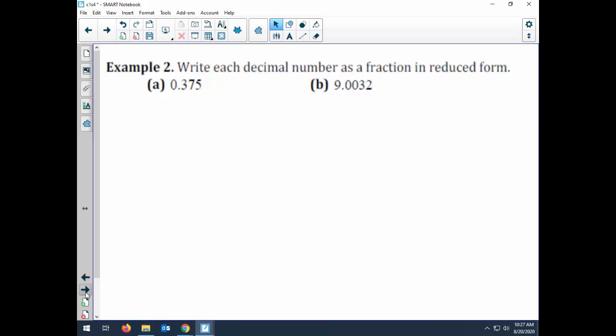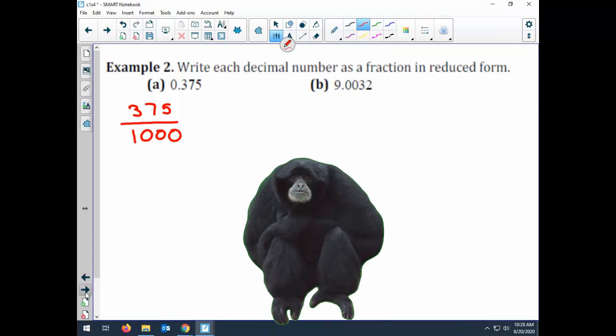Alright, so we can set these up. We know that 5's in the thousandth place, so we could put that as 375 over 1000. And then we can look for the greatest common factor to reduce it, which I did not do. I just kept dividing out by 5 because they both have 5 in common, so I divided by 5 and see if I reduced it all the way or not. And if I didn't, I just kept going. That seemed like an easier route than writing the prime factorization of 375 and 1000.